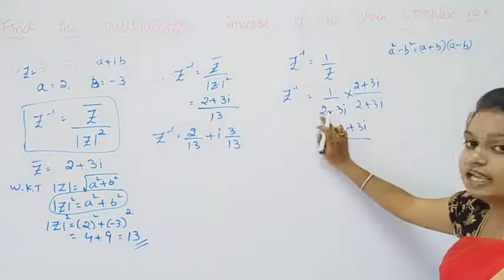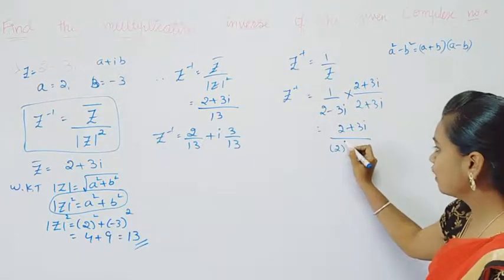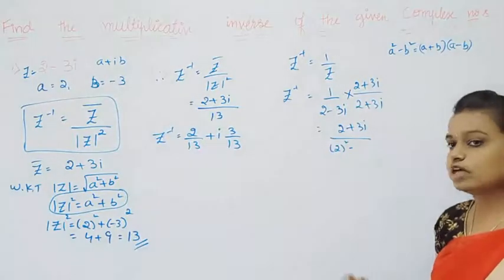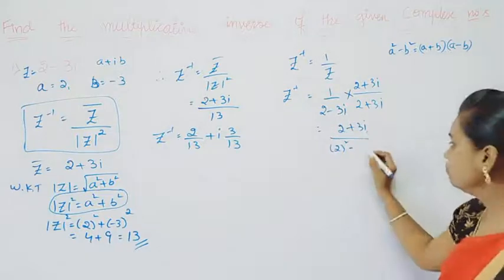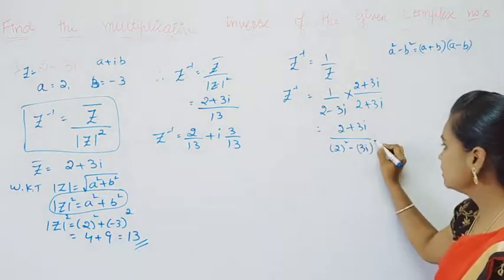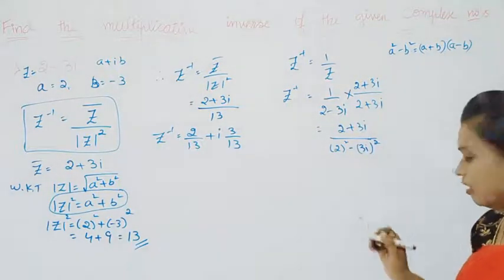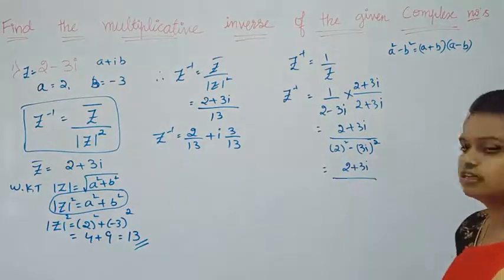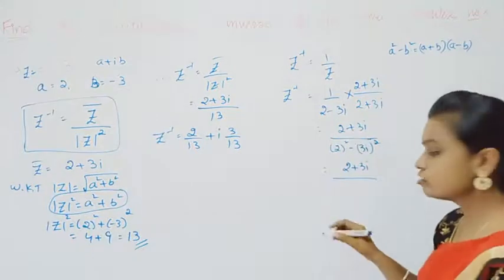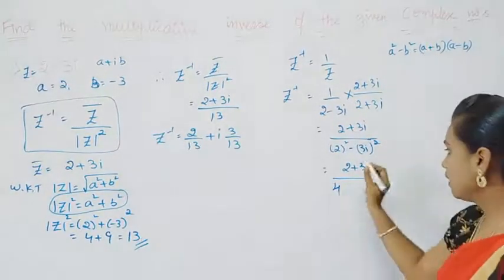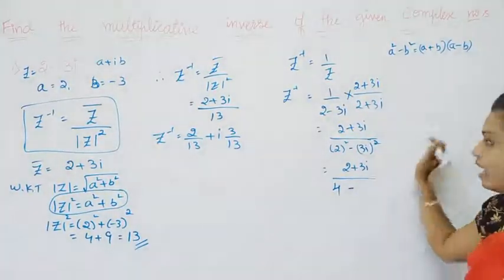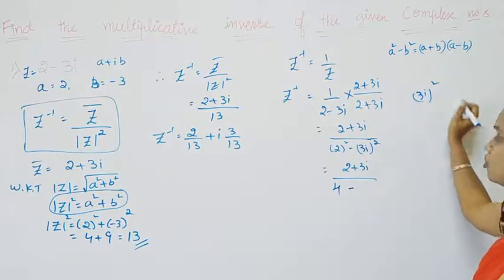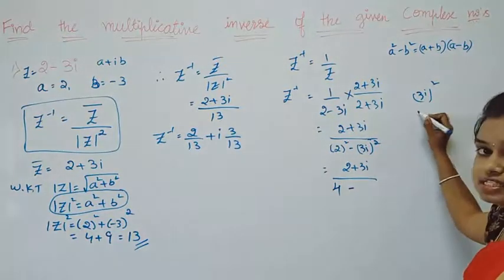So what is a? 2. That whole square. That is equal to, so write 2 plus 3i as it is. Okay, 2 square becomes what? 4. Okay, minus, so here we have 3i the whole square. So 3 square means 9.